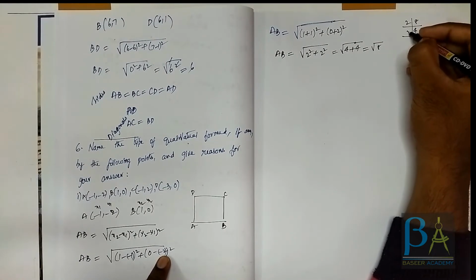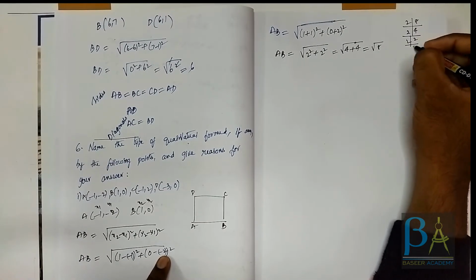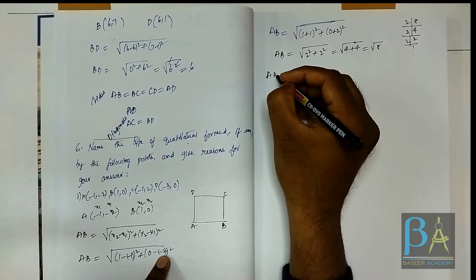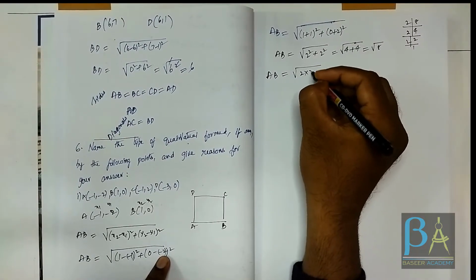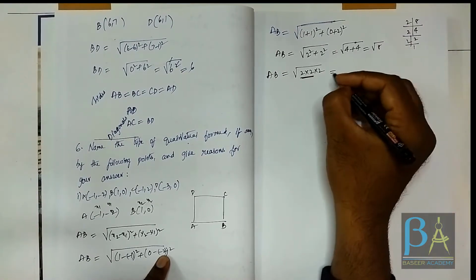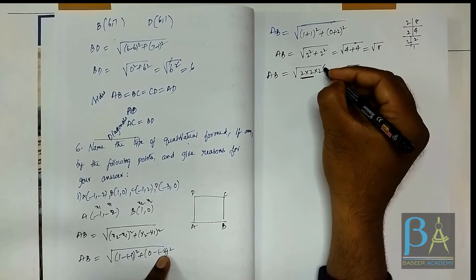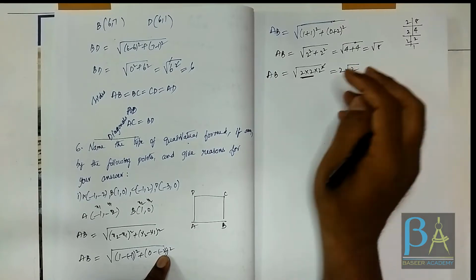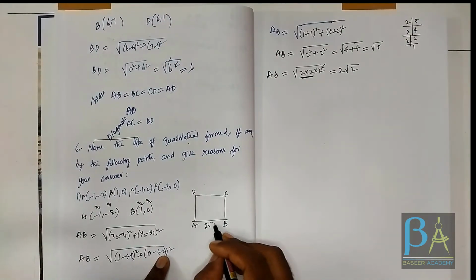2 into 4 is 8, 2 into 2 is 4, 2 into 1 is 2. So 8 can be written as 2 into 2 into 2, isn't it? Now out of these two same numbers, you can take one number outside the square root, and inside the square root just this 2 is remaining. So I got AB as 2 root 2.